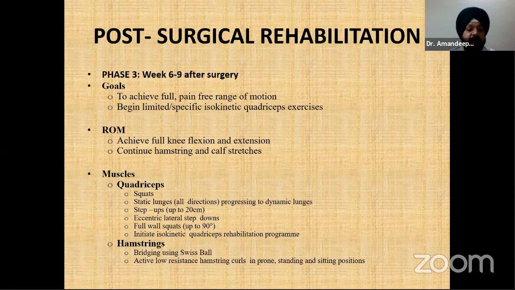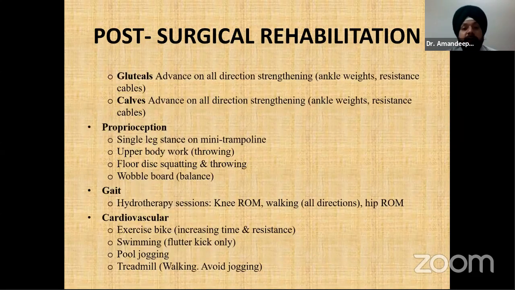Then muscles, again we can progress to squats, lunges, then step ups, then eccentric lateral step downs, full wall squats. Isokinetic quadriceps rehabilitation program, we can start at this phase. Then hamstring bridging using Swiss ball. Then gluteals, we can make use of ankle weights or resistance cables to strengthen the gluteals.